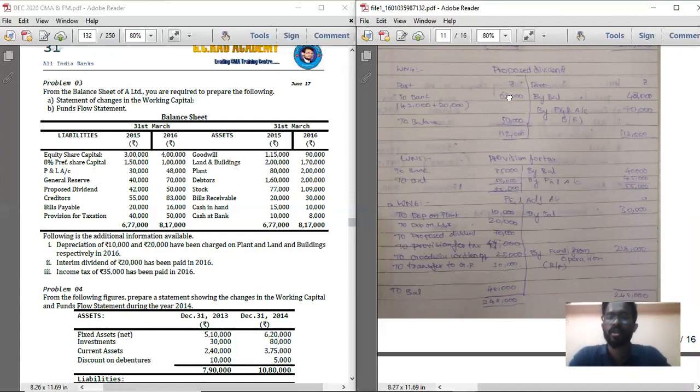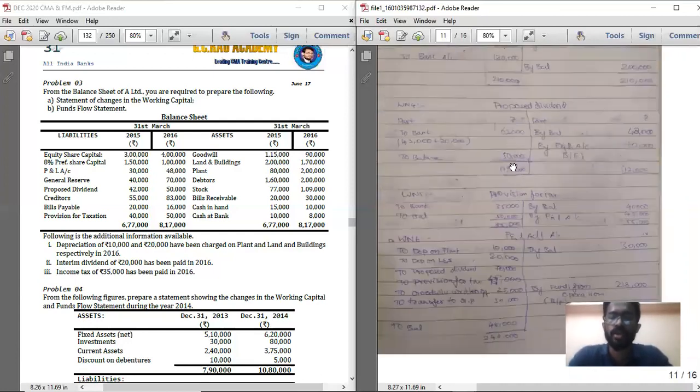So simple. We are solving proposed dividend and provision for taxation only because we should know how much is transferred from the P&L account this year. These two and depreciation, both given, then proposed dividend and provision for taxation, all four you should open in the P&L adjustment account. On the debit side you should record all four.